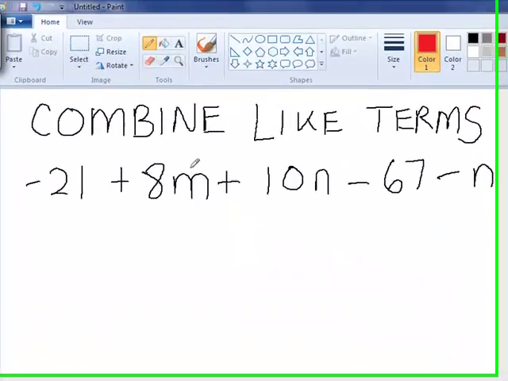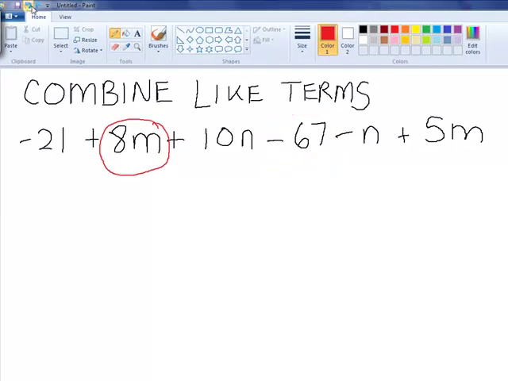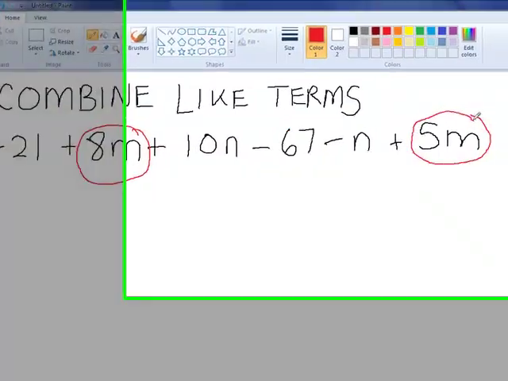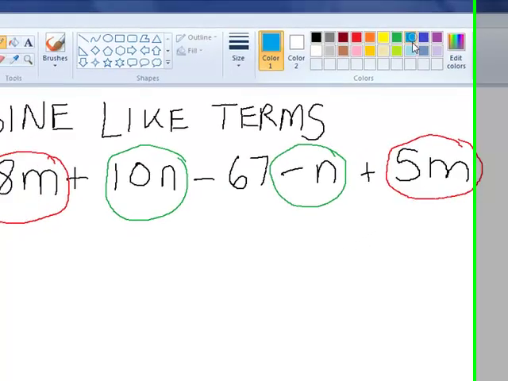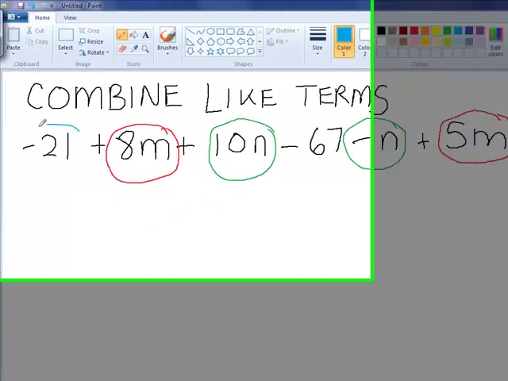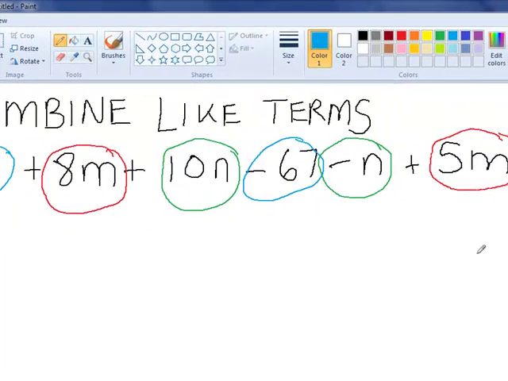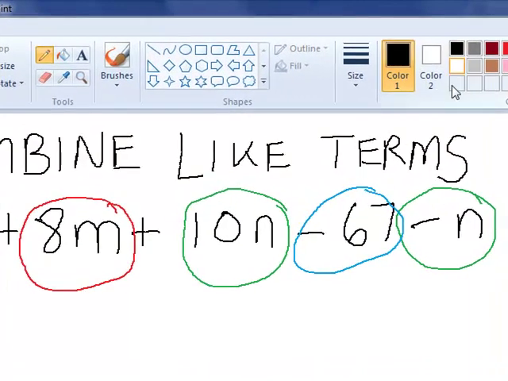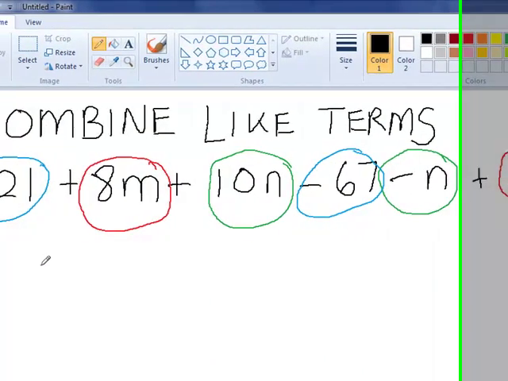So the two items that have M's in them can be combined. The two terms that have N in them can be combined together. And finally, the two constant terms that don't have variables in them at all can be combined. So combining the two terms with M, you have 8M plus 5M.